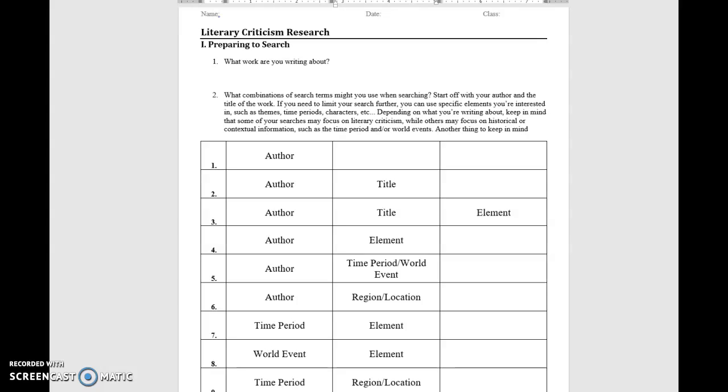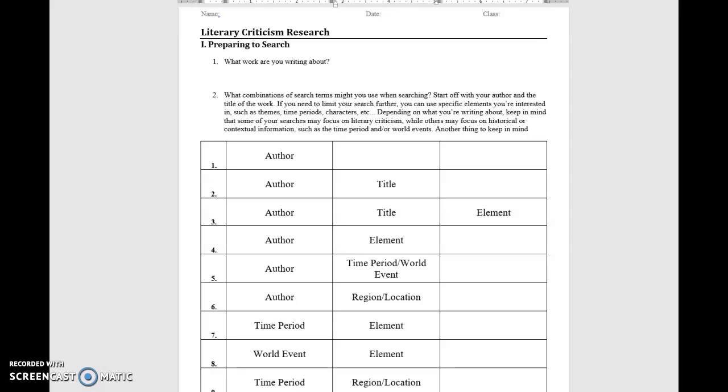Okay, so what this table does, and ideally it's a blank table, you could draw it on a piece of paper if you wanted to, is allow you to explore different potential combinations of search terms that you might use to find information on your topic.